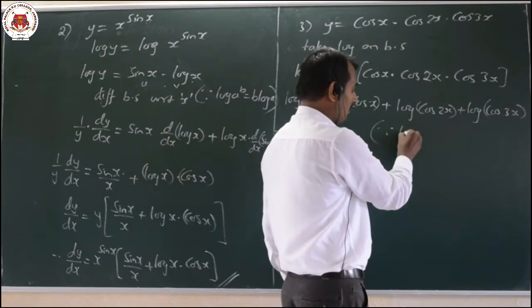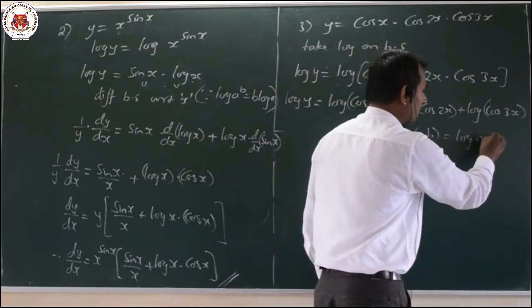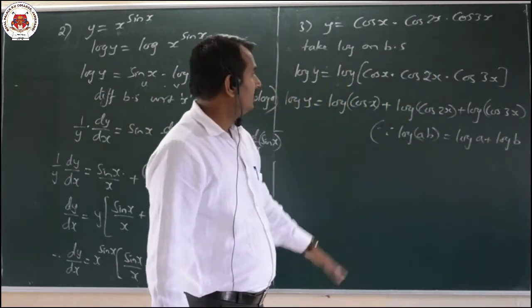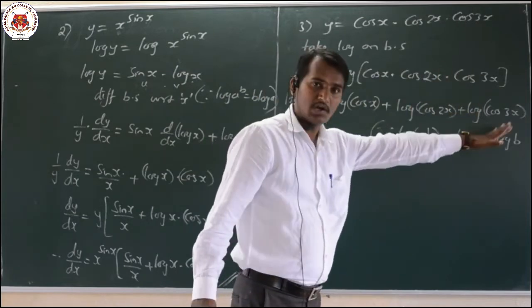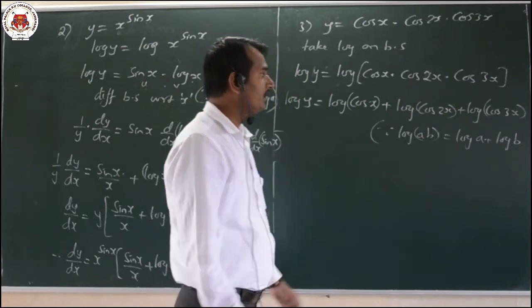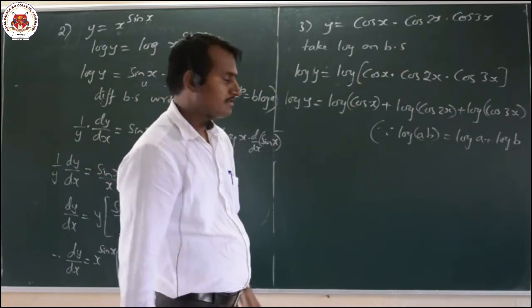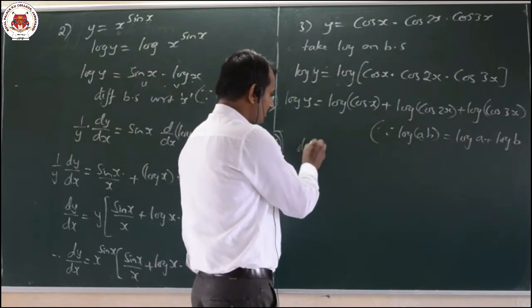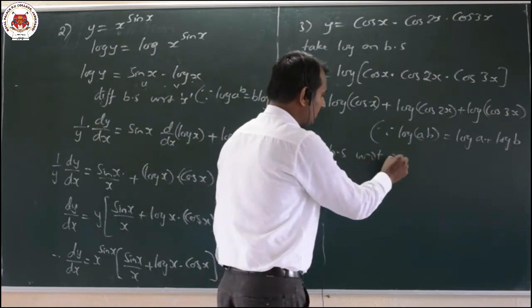Because that is the log AB property, log A into B is log A plus log B, very, very simple property. Here I had A, B, C, that is log A plus log B plus log C, the same property, extended. Now you can differentiate both sides, very simple, clear differentiation. Now differentiate both sides with respect to x here.